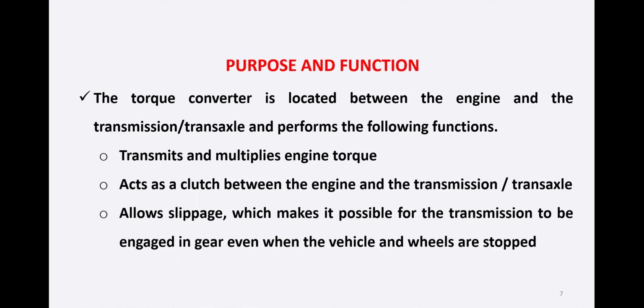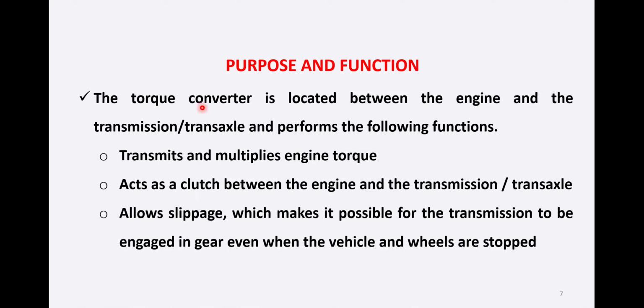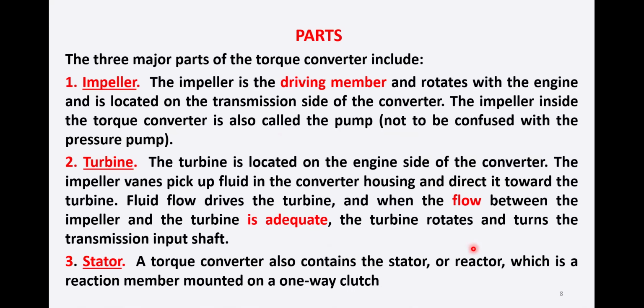The torque converter is located between the engine and the transmission transaxle and performs the following three functions: it transmits and multiplies engine torque, acts as a clutch between the engine and the transmission transaxle, and allows slippage, which makes it possible for the transmission to be engaged in gear when the vehicle and the wheels are stopped. So these are the three basic parts of a torque converter: impeller, turbine, and stator. We have discussed these things in detail.